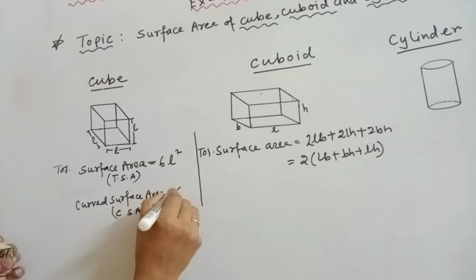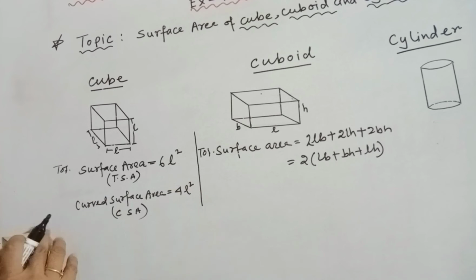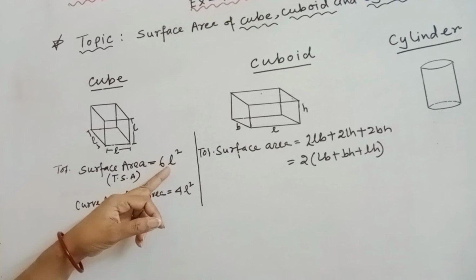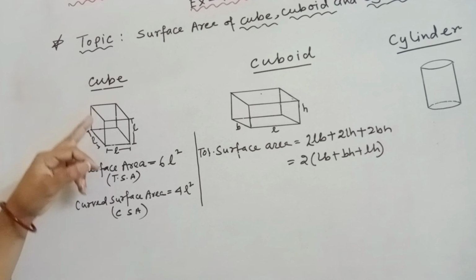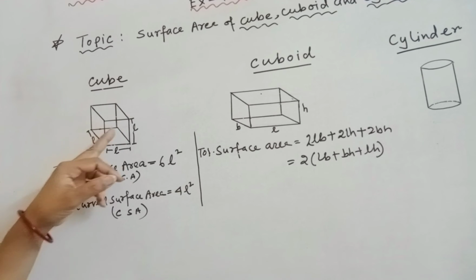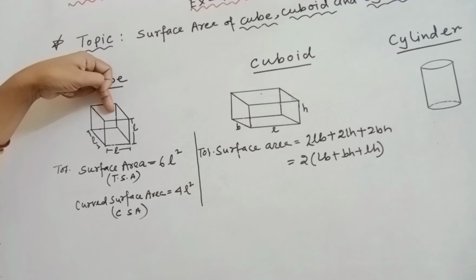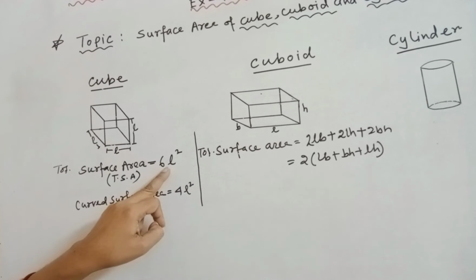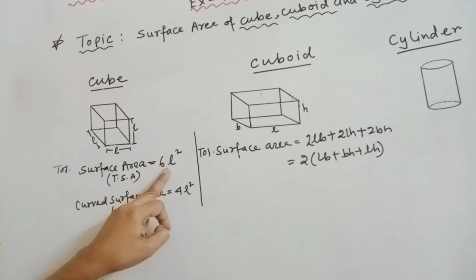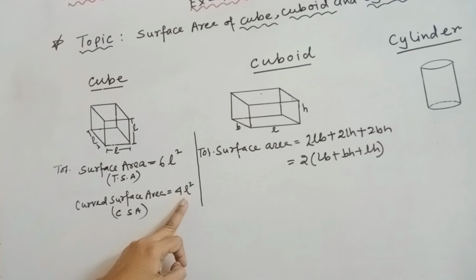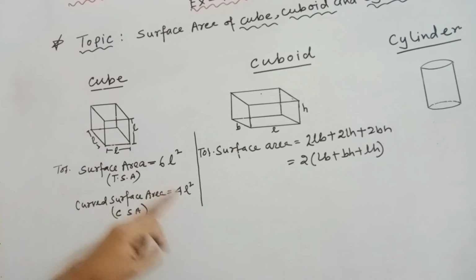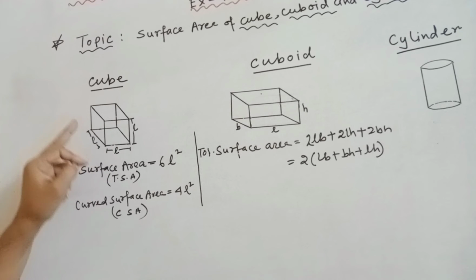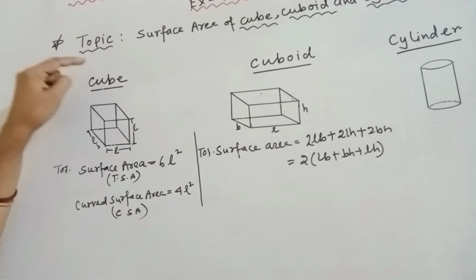Curved surface area, in short CSA, is 4L square, because we are not taking all the 6 faces, only 4 sides. We are not taking the roof and the floor, top and bottom. In 6L square all the 6 faces are taken, but here we are taking only 4 surface areas, leaving the roof and the floor.